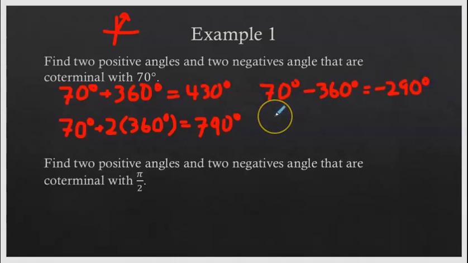And if we want to find another negative angle, we can go back to our original angle. Last time we subtracted 1 times 360. This time I'll subtract 2 times 360. So any multiple of 360 will give us another coterminal angle. So this time we should get negative 650 degrees.